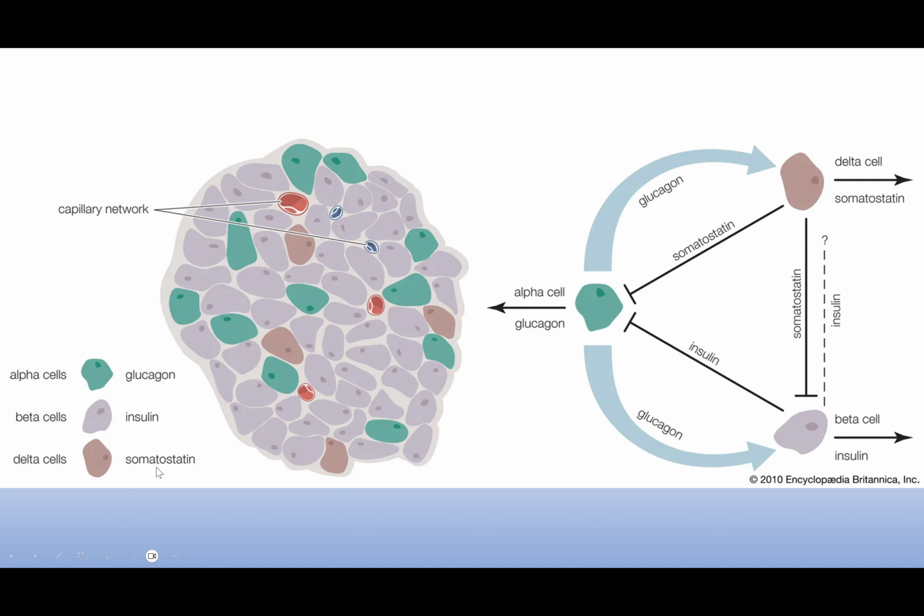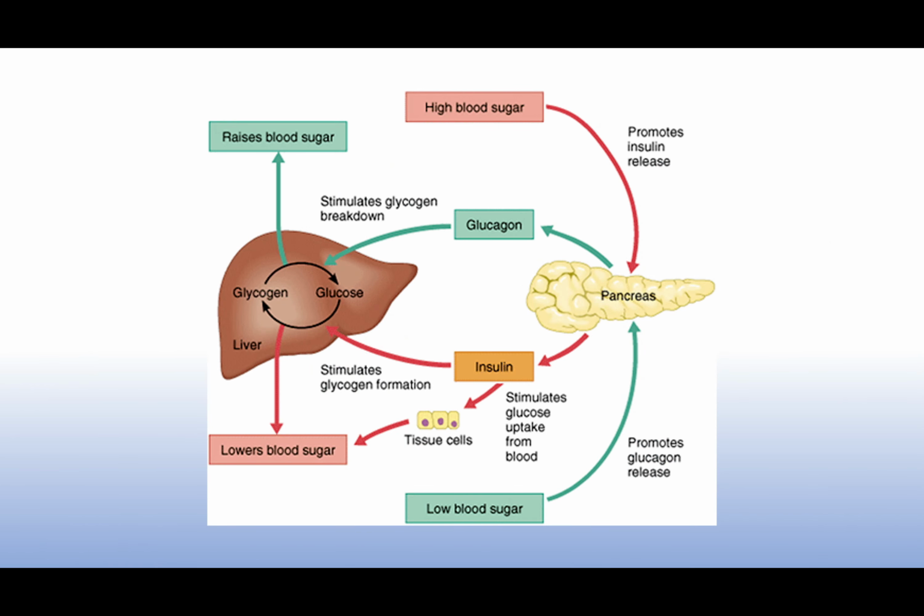All right. So this is looking at all three of the types of cells, but unfortunately, alpha cells and beta cells are the only ones we're looking at, looking at insulin and glucagon. All right. So this is the feedback loop. All right. Let's have a look at it. Go through it.